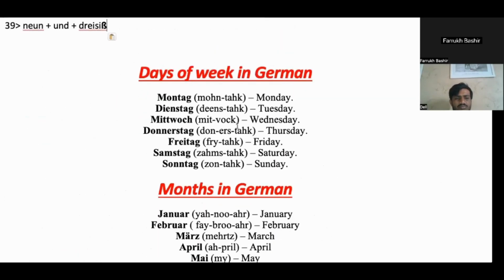Next we have days of the week in German. First one we have Montag, meaning we place it as a Tag. Montag. Dienstag. Mittwoch. Donnerstag, means Thursday. Freitag, Friday. Freitag.